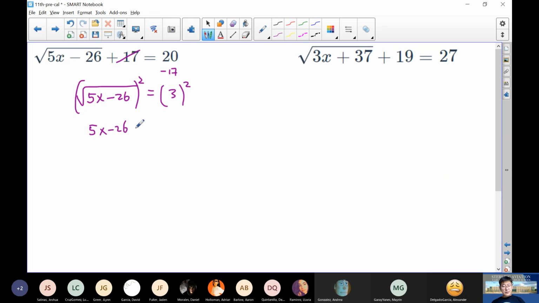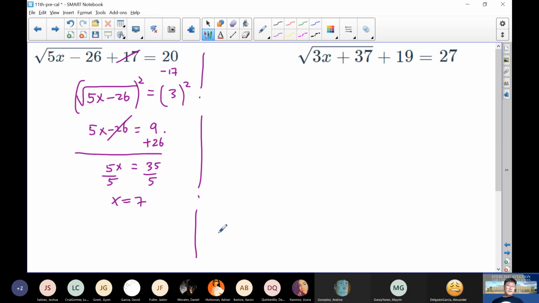5x minus 26 equal 9, okay? What do we do? Two-step equation. Okay. Can you write it down?